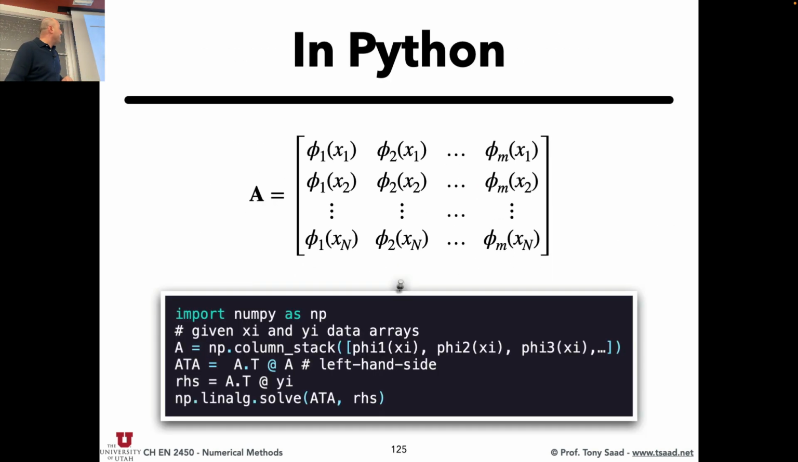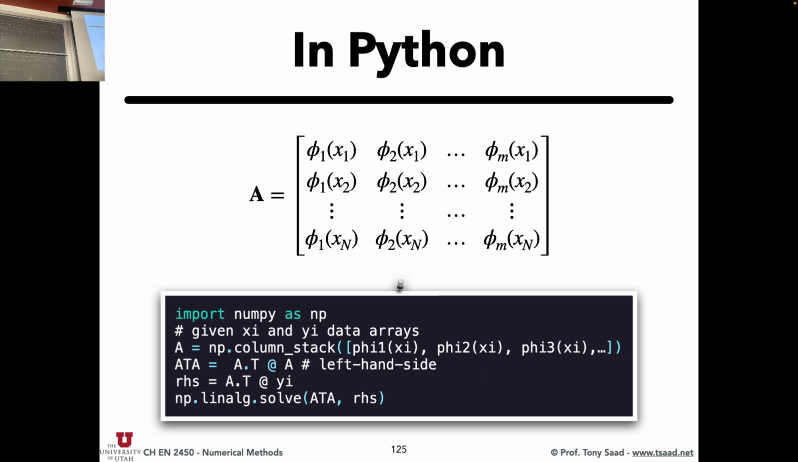More specifically, this is how I would do it. Import NumPy as np. And suppose you're given xi and yi data. Those could be parsed from a text file, or you've entered them by hand. Then you build your matrix A as numpy.column_stack of phi1, whatever your basis function is. It could be cosine, exponential, np.log, or xi squared. And you just build A.